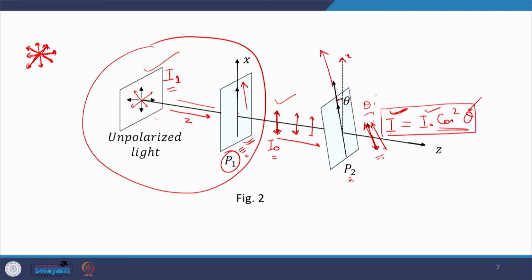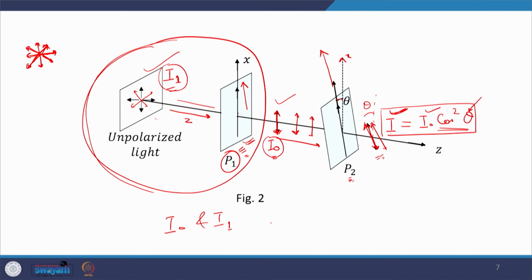Now, the problem at hand is that we need to develop a relation between I naught and I1. I1 is the intensity of unpolarized light, and in unpolarized light all orientations of the field are allowed, while I naught is the intensity of light which is linearly polarized, and the field in this linearly polarized light is oscillating only along the x axis. Then how to calculate theta in this case?